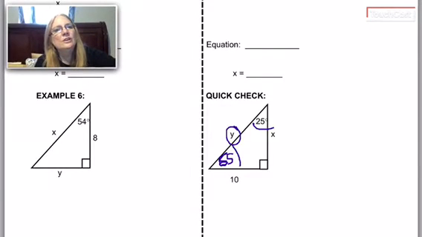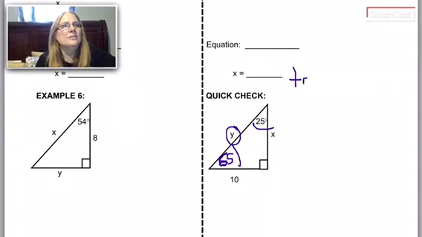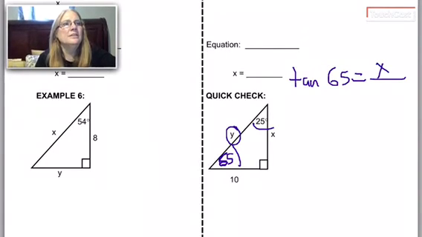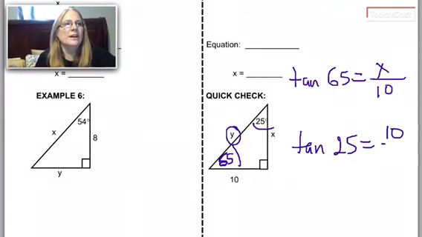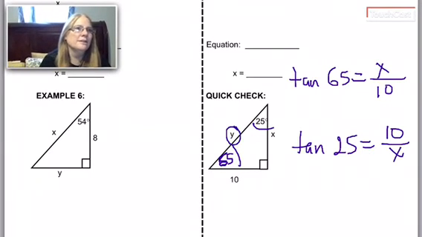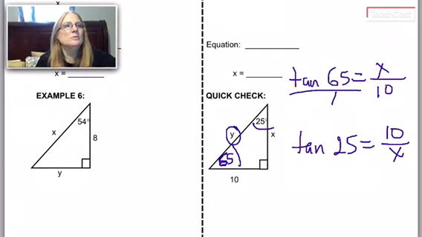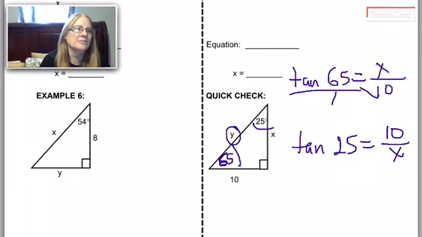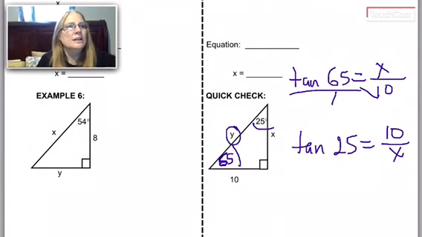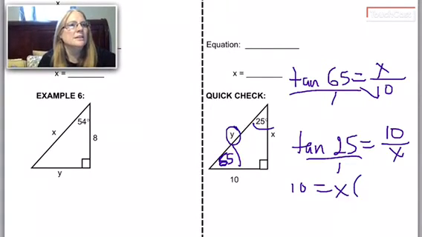So I could use this angle here, and then I could say the tangent of 65 is equal to x over 10. You could have said the tangent of 25 is equal to 10 over x, and you'll get the same answer either way. In this one, when we cross multiply, we just have to multiply 10 times the tangent of 65. In the other one, when we cross multiplied, we would have gotten 10 is equal to x times the tangent of 25, and then we would have to divide.